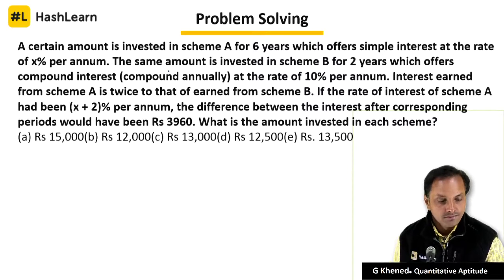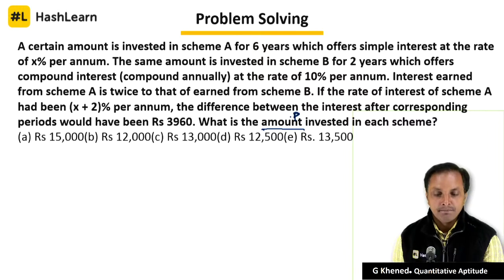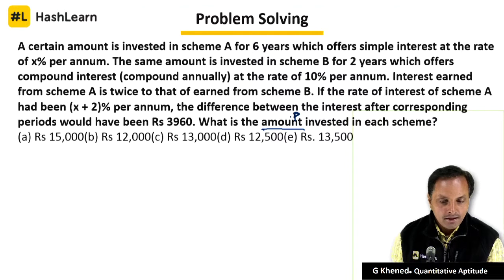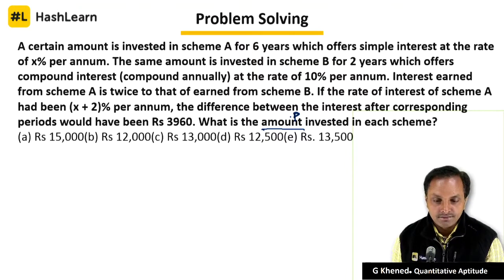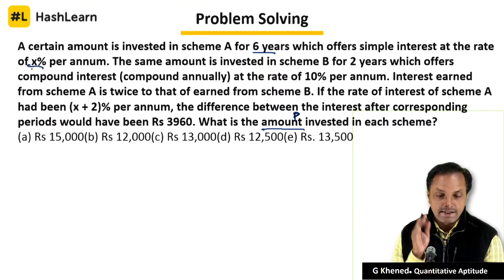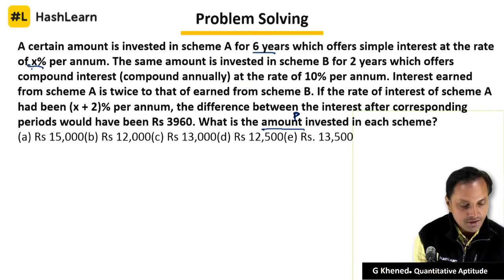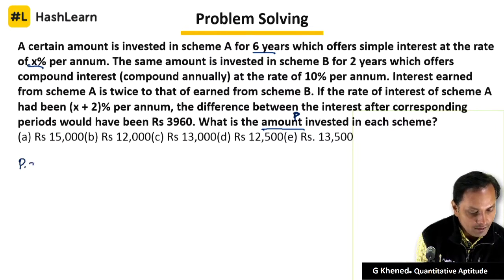Okay, so the amount invested, let us take that amount as P. I will write it here only. Let the amount be equal to P rupees. 6 years, X%, what does that give you? 6 years means time is 6, X% is your rate. So that should give you P into X% for 6 years divided by 100.